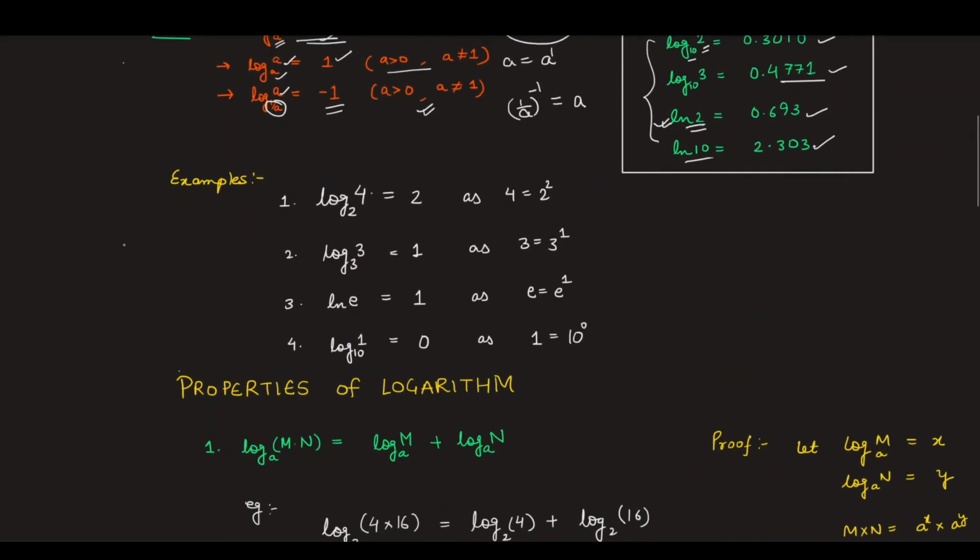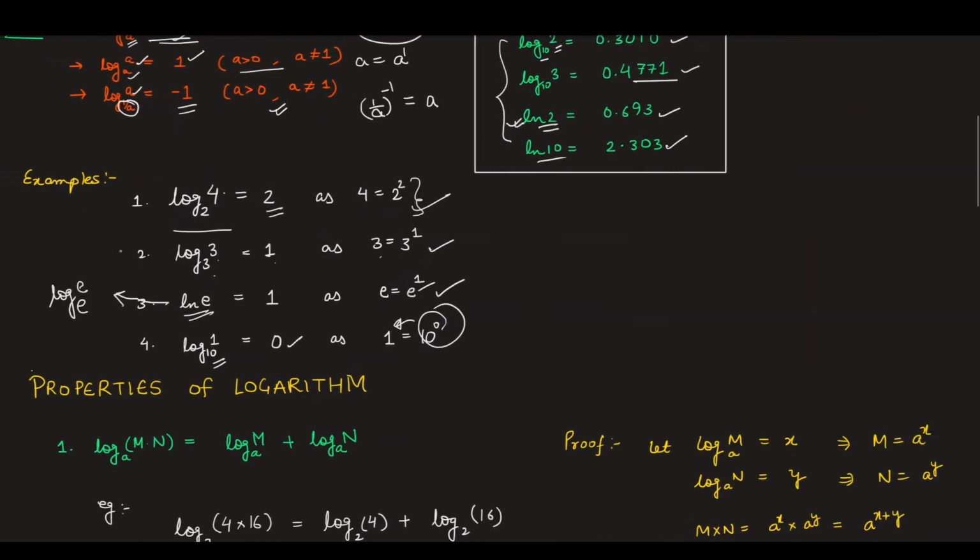Okay, now some examples. First, log 4 to the base 2 is 2, because 4 can be written as 2 to the power 2. Then log 3 to the base 3 is 1, as 3 can be written as 3 to the power 1. ln e is equal to 1, as ln is basically log e to the base e. Okay, so e can be written as e to the power 1. Then log 1 to the base 10 is actually 0, because 10 to the power 0 is 1.